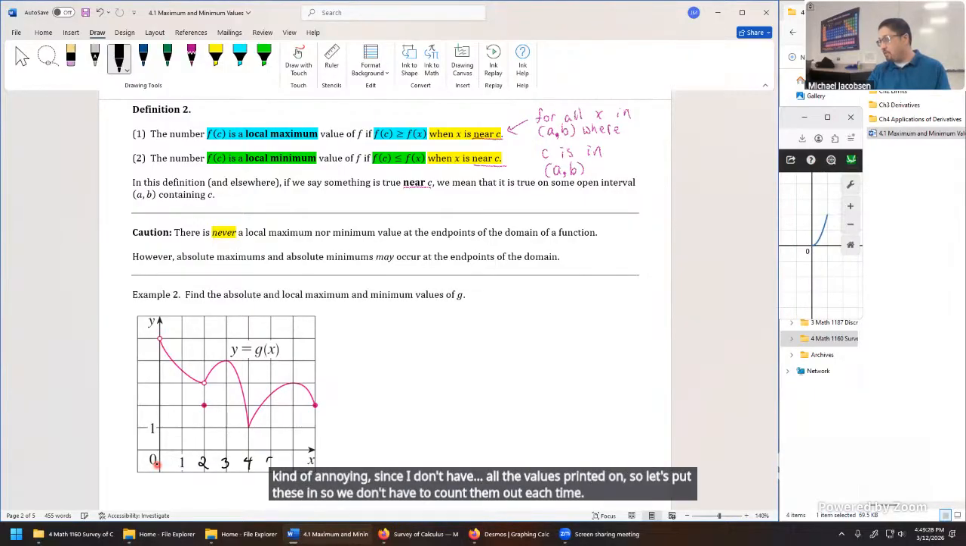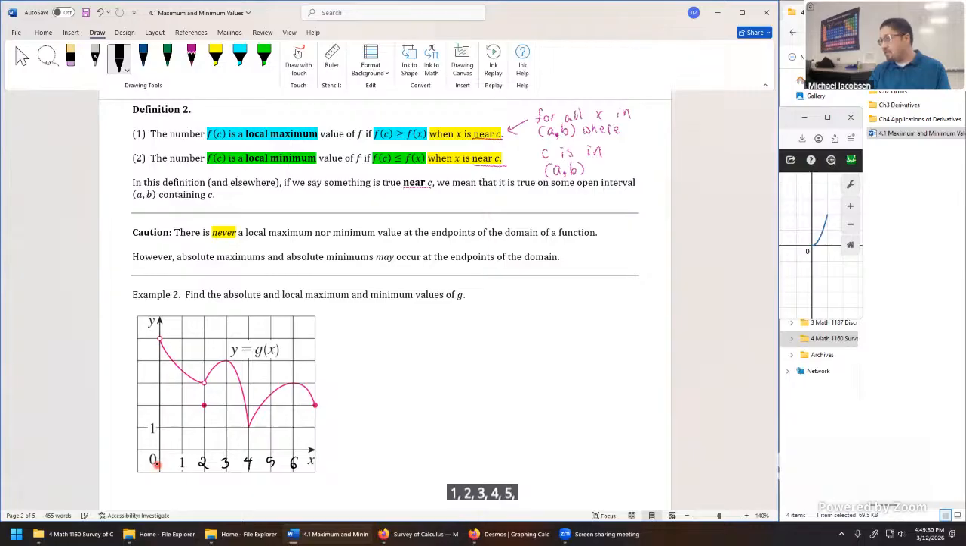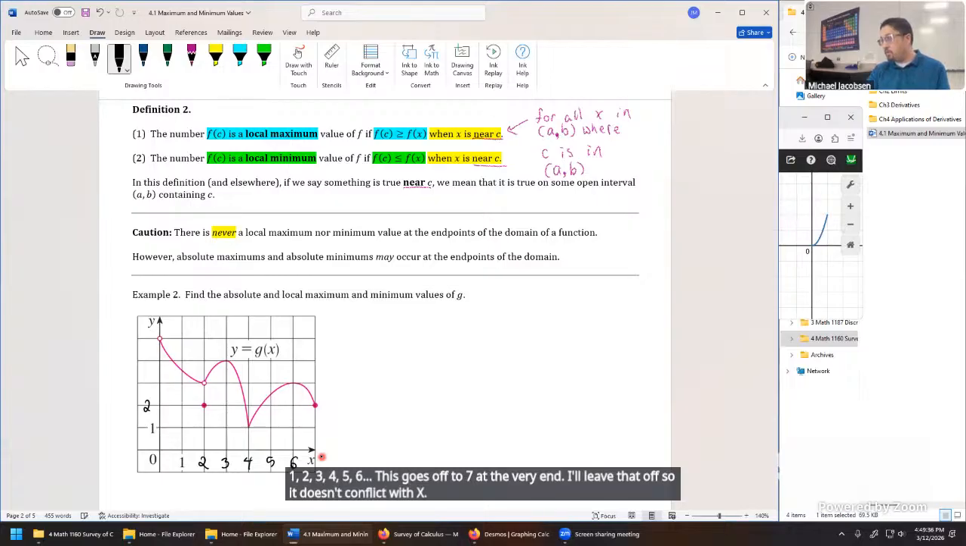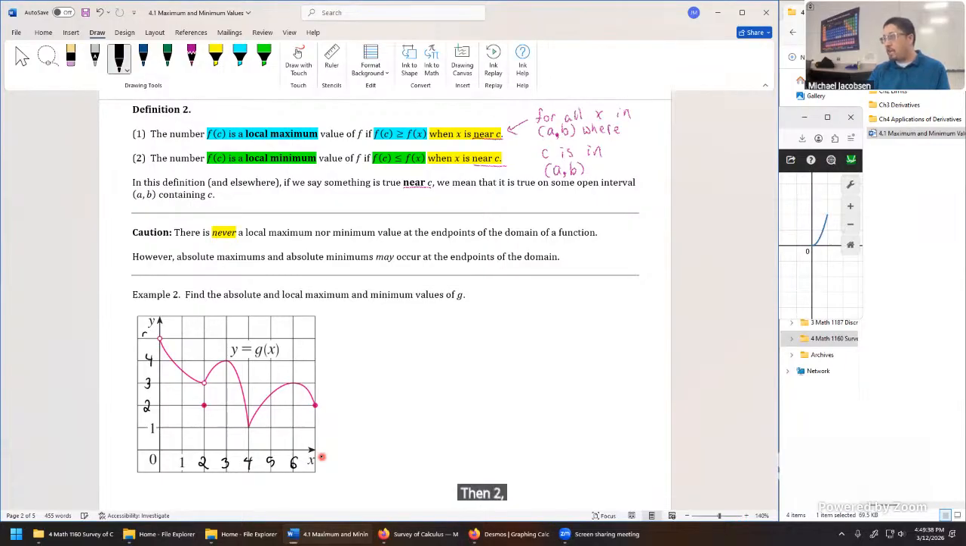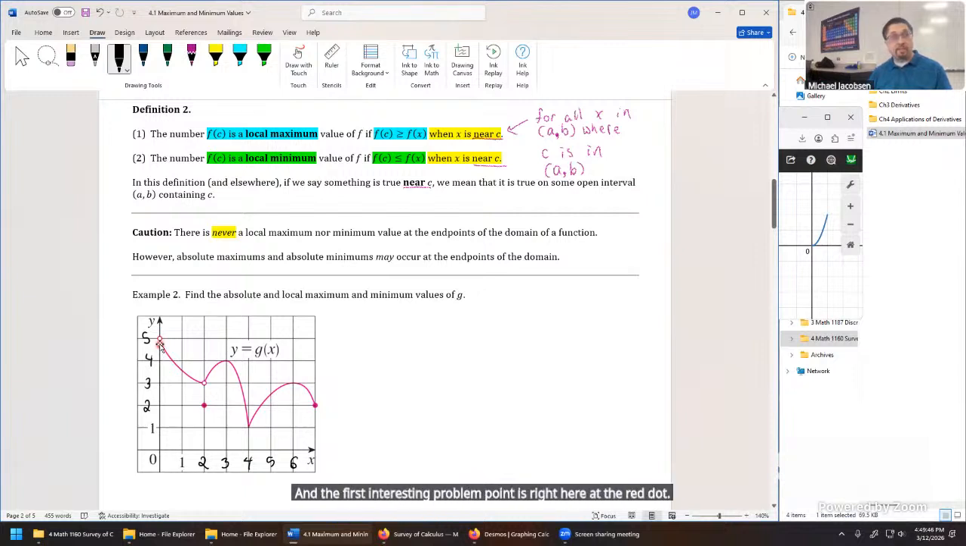1, 2, 3, 4, 5, 6. This goes off to 7 at the very end. I'll leave that off so it doesn't conflict with x. Then 2, 3, 4 goes to a height of 5 in the vertical direction. And the first interesting problem point is right here at the red dot. But based on what we did on example 1, nothing's happening here. This is neither a maximum nor minimum occurring at 0.